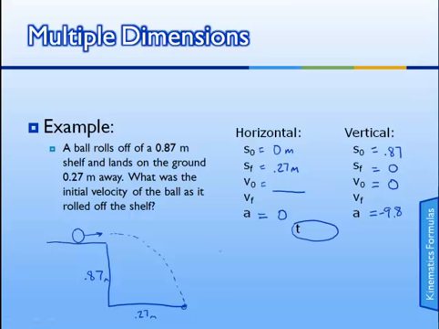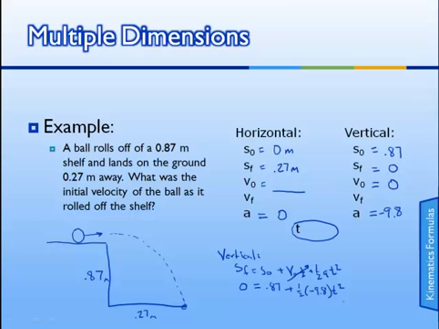Typically, when I'm working with multiple dimensions, I like to write which dimension I'm working with and then the formula I'm using. And then start to fill that in with details. Vertically, the final position was 0. And the initial position was 0.87. The initial velocity is 0, so this whole term is 0. We can ignore it. And then ½ of negative 9.8 times time squared.